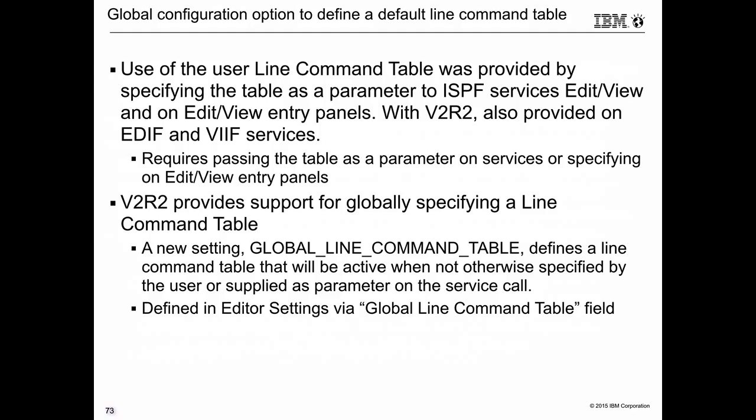So we talked earlier about how you can pass a user line command table to edit and view services and through edif and vif in 2.2, but every time you want to invoke one of those services, you have to pass the command table if you want it to always be used. 2.2 goes a step further and provides a field in the configuration where you can set a global line command table that will be used by all services from there forward. So you go into editor settings and set this field, and now you no longer have to pass it through the various services.